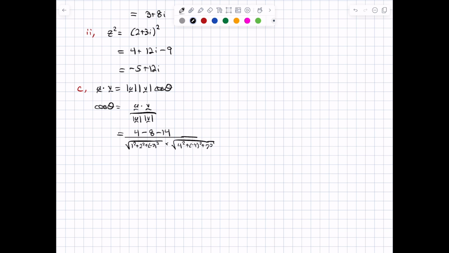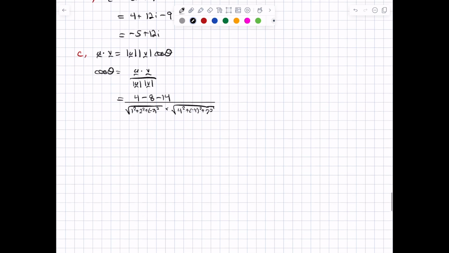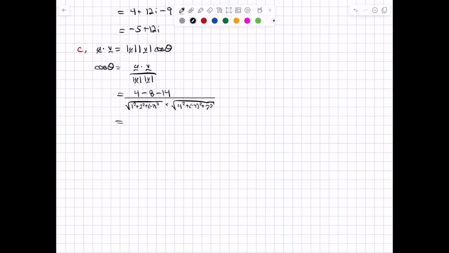Okay, let's extend out that fraction. All right, what's my numerator here? I have negative 4 minus 14, that's minus 18. My denominator, well, this here is going to be the square root of 9, which is 3. And this here is going to end up being the square root of 85.